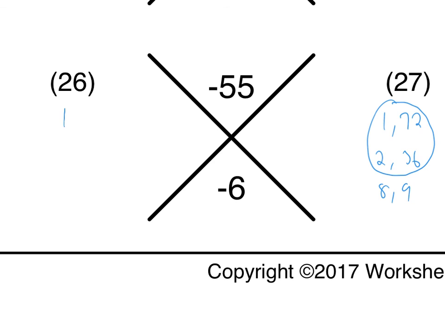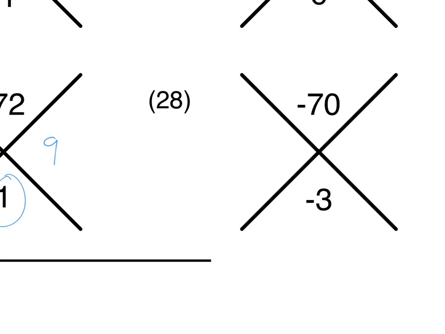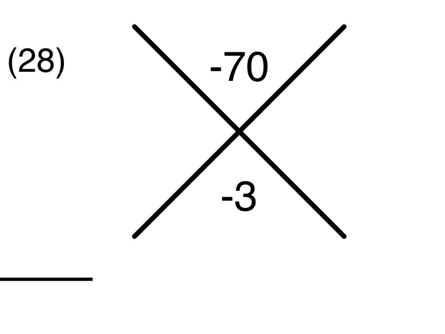So I know 1 times 55. I know 5 times 11. I think those are most of the factors. So in this case, 5 and 11. And it ends up being more negative, so the bigger number needs to be negative, which is going to be negative 11 and positive 5. And the last one for today, we have negative 70 and negative 3. That's going to be 10 and 7 again, but in this case, it needs to be negative 10.